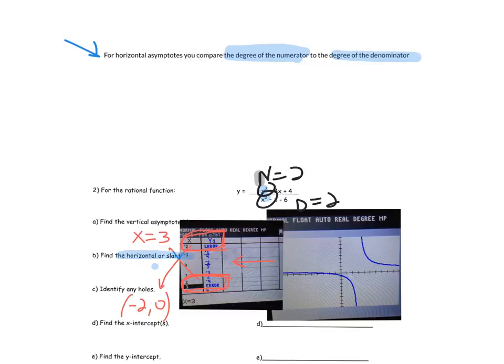And what's going to happen is n could either be less than d, n could be equal to d, or n could be greater than d.